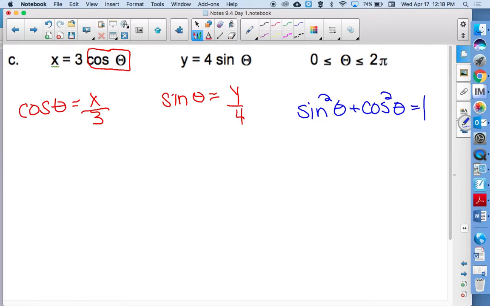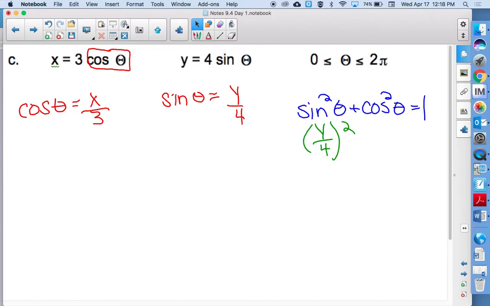So if you have a sine squared in the problem, Jared, what do you think you're going to replace sine squared with? Y over 4 squared. Yeah, y over 4 squared. So an equation can be replaced with whatever piece of the equation it's equivalent to. So replace sine squared with its term. Replace cosine squared with the cosine term. See if you can simplify that equation.